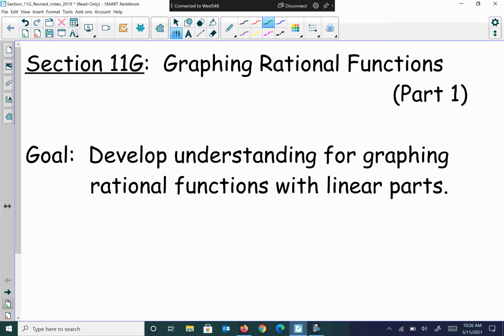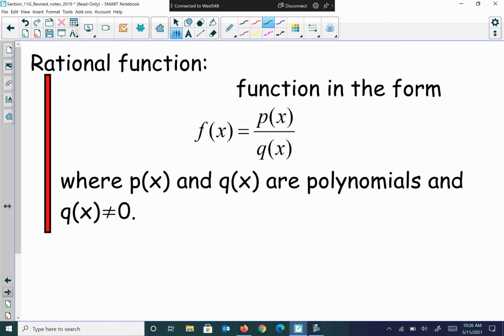All right, so this is 11G, graphing rational functions, part 1. Develop an understanding for graphing rational functions with linear parts. Linear just means that you don't have x squared or square root of x. You have x plus something or x minus something with it. It's not a whole lot different, but there are just a couple of things that go into it. A rational function has a function on top and a function on bottom. The functions on top and bottom have to be polynomials, so they do not have a radical. It's just a sequence of what we've been dealing with, but we put them together.